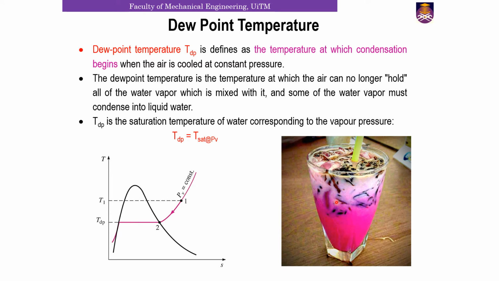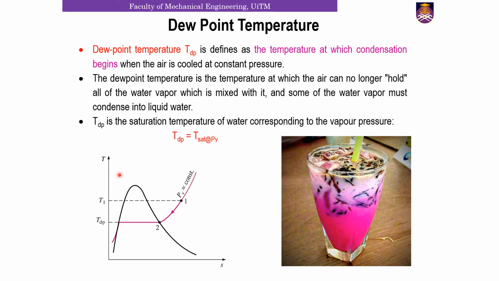So the dew point temperature is defined as the temperature at which condensation begins when the air is cooled at constant pressure. In other words, dew point temperature is the saturation temperature of water corresponding to the vapor pressure. You can see this here on a T-s diagram. On the T-s diagram, as the air cools at constant pressure, the vapor pressure remains constant.